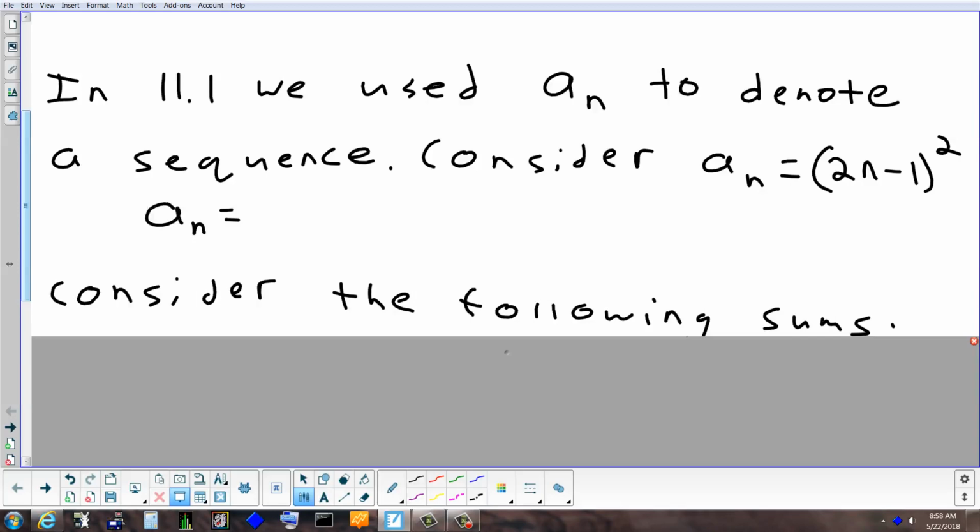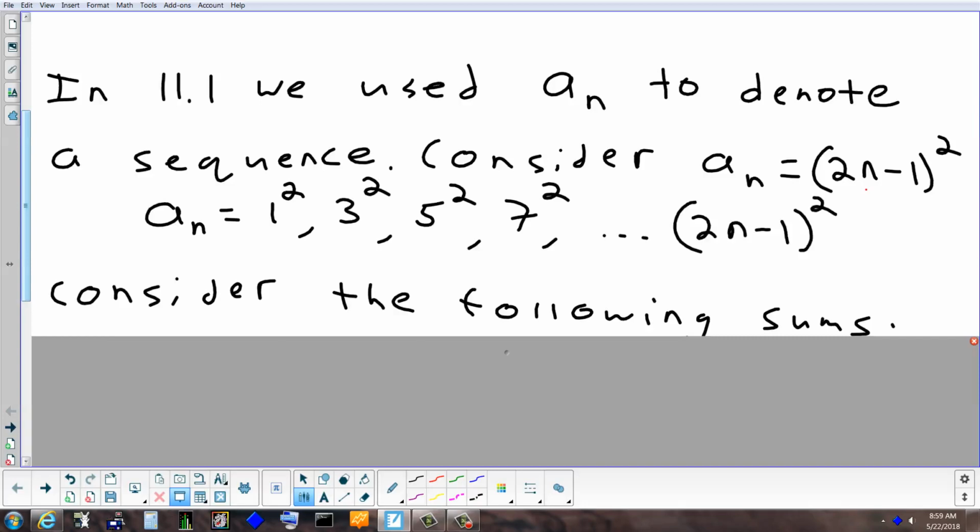So the first one you'd start with plugging in 1. 2 times 1 is 2. 2 minus 1 is 1 squared. That's the first one. Okay, I'll do one more and then you'll start to see the pattern that it's the odd squared. Plug in 2 for n. 2 times 2 is 4. 4 minus 1 is 3. 3 squared is the second one. Right? And then 5 squared all the way up to the nth term, which would be 2n minus 1 squared. That would be the last one. I don't know where it ends, but I'm just pretending that it ends somewhere.